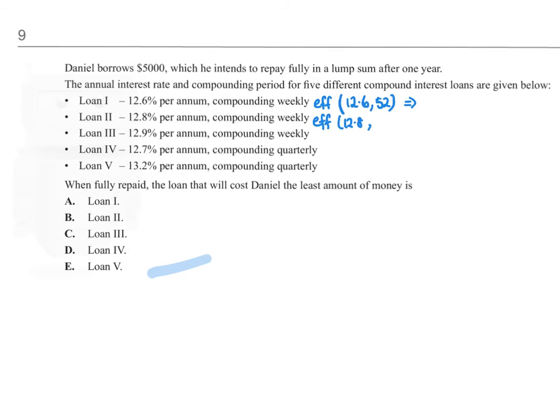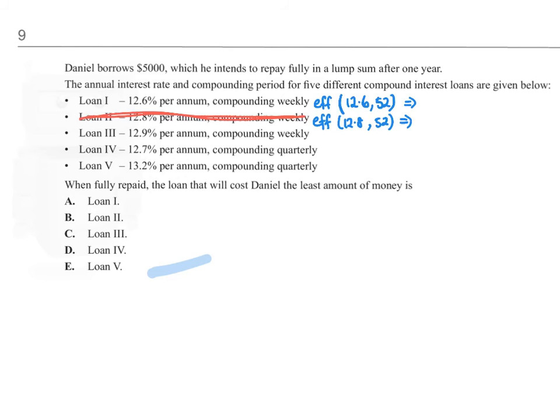12.8, and they're doing it weekly as well. So if you looked at that, if you've got a loan, you want the lowest rate, because you don't want to pay the bank too much money. So already between loan 1 and loan 2, if they're both weekly, you would take the lower interest rate. So I'll get rid of him already. I know that loan 1's better than that, so I'll let that go.